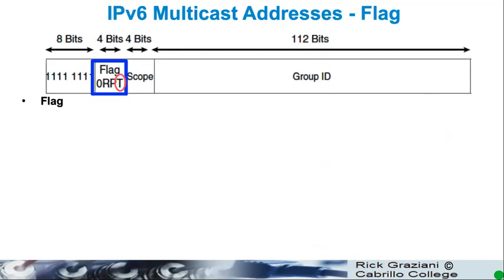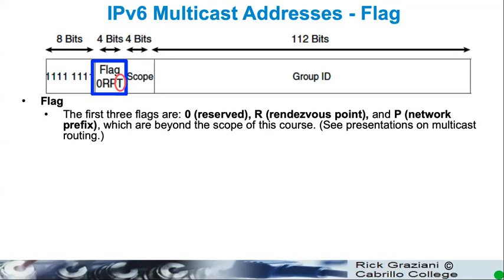All right, so as far as the flags go, in the 4 bits, we have 4 flags. The first one, 0, is reserved. There's R for a rendezvous point, which I'm not going to talk about here, and P for the network prefix. These really have more to do with multicast routing, which we're not going to go into in this course or in these videos at least.